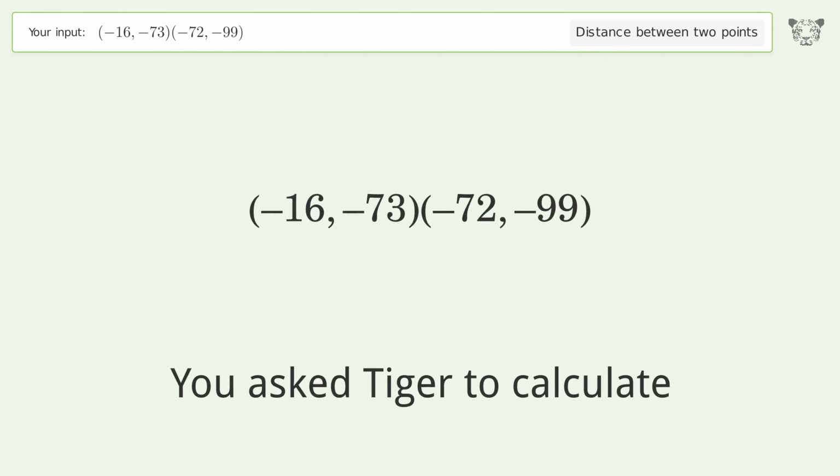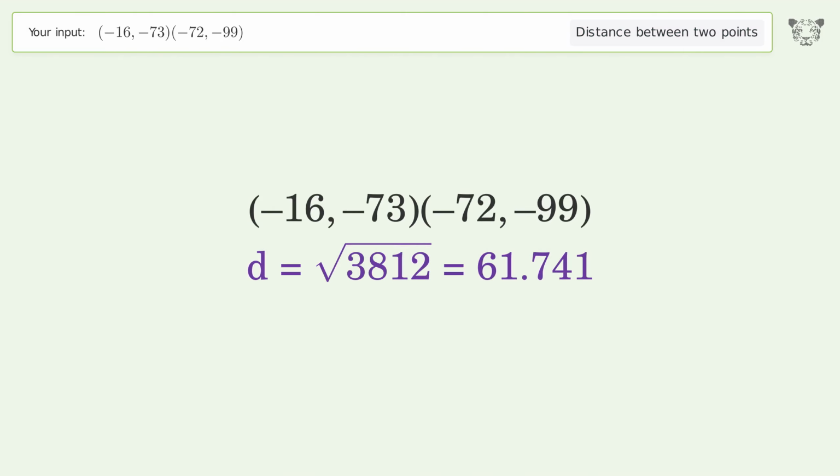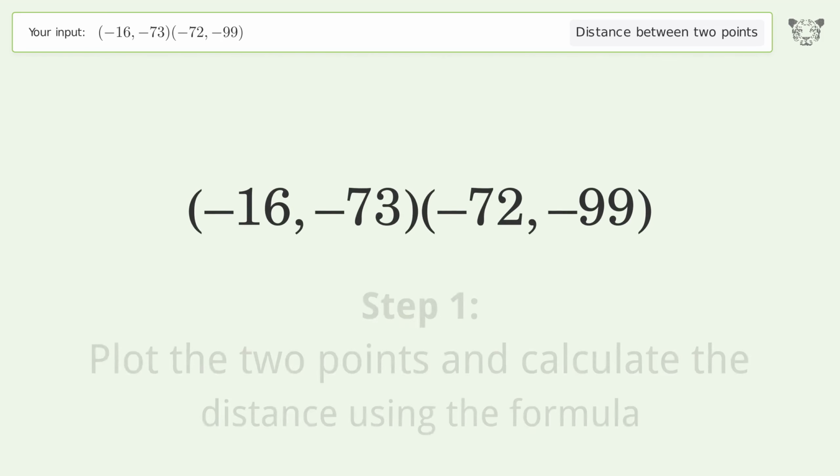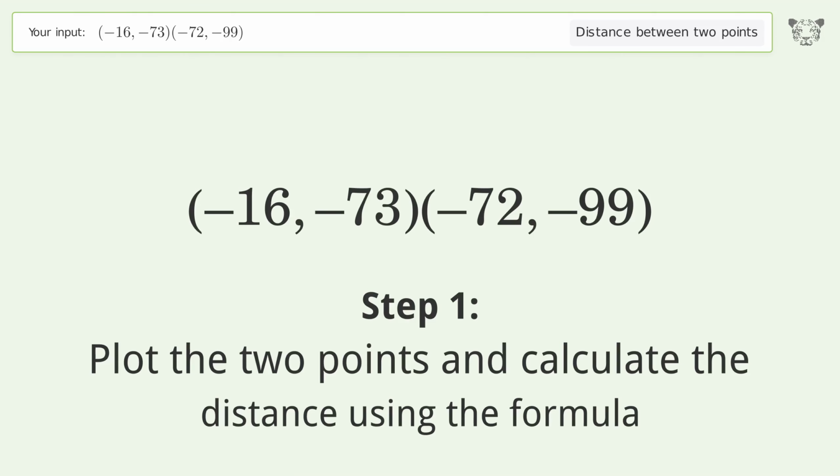You ask Tiger to calculate. This deals with the distance between 2 points. The distance between the 2 points is the square root of 3,812 or 61.741. Let's solve it step by step. Plot the 2 points and calculate the distance using the formula.